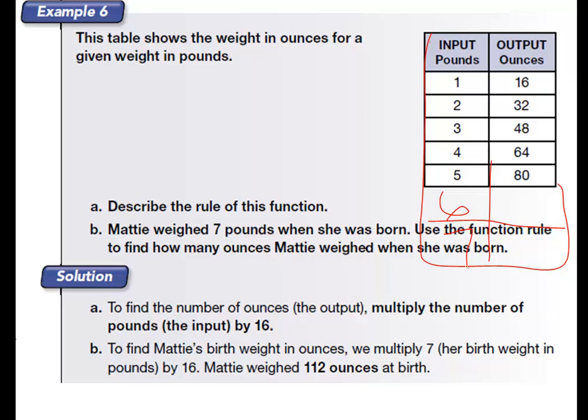So in A, to find the number of ounces, we've multiplied the number of pounds, the input, by 16. That's our rule. And then for B, to find Maddie's birth weight in ounces, we multiply 7 times that 16 to get that she weighed 112 ounces.